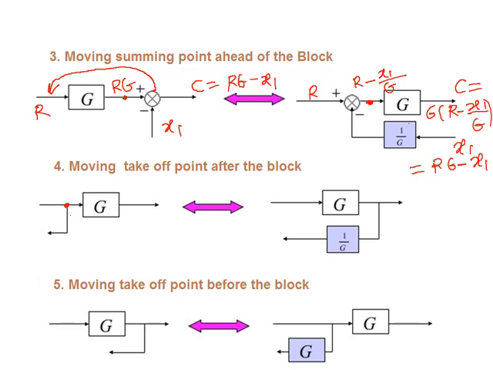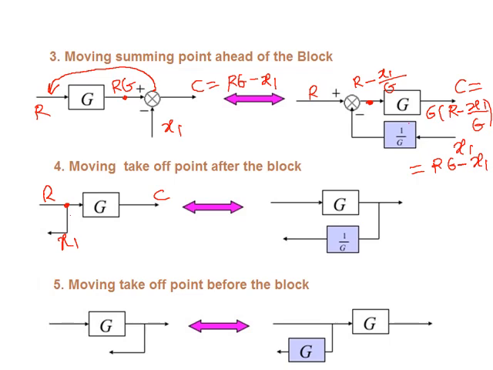So I will label all the nodes. First of all, this is the input and this is the output. See, this is output C. This is actually the takeoff point. I will label this signal as X1. Now I will check.